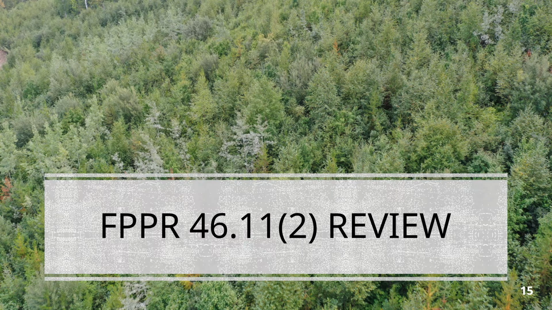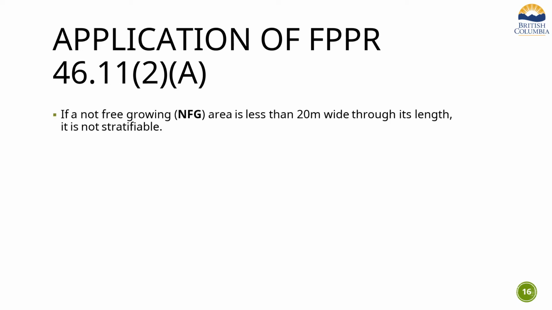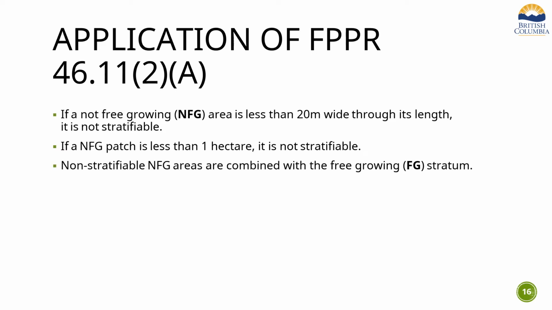All right, now we'll get into FPPR 46.12 generally without a broadleaf focus. We'll start with 2A, not free-growing areas, which I'll call NFG, that are less than 20 meters through their length are not stratifiable because they are not mappable. Also, NFG areas that are less than a hectare are not stratifiable. Not stratifiable areas get combined with the surrounding free-growing stratum.